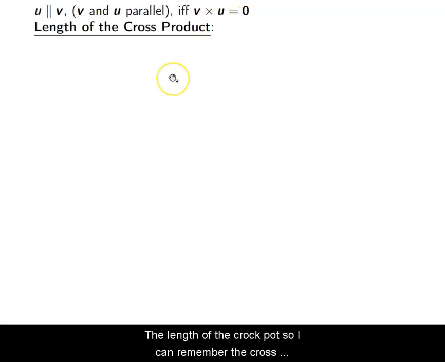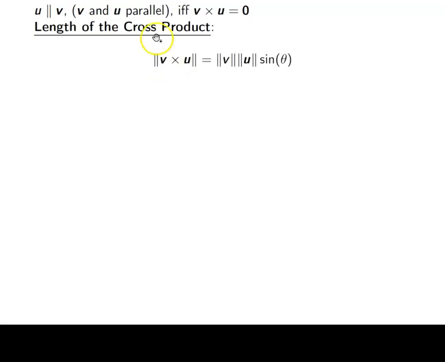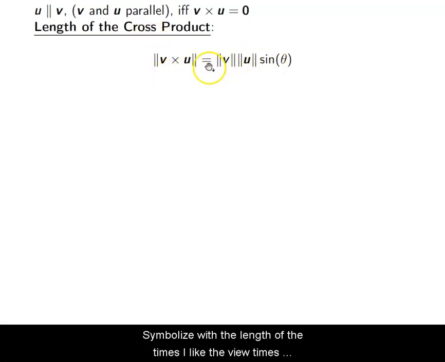Okay, now the length of the cross product. Again, remember the cross product is a vector, and the length of that vector can be symbolized with the length of v times the length of u times the sine of the angle between them. Notice this is very similar to our definition for the dot product. The dot product is the exact same definition, but it's the cosine of the angle between them, right?